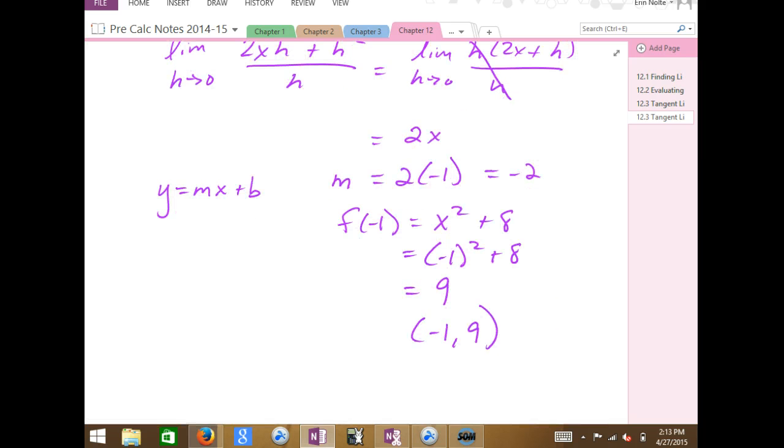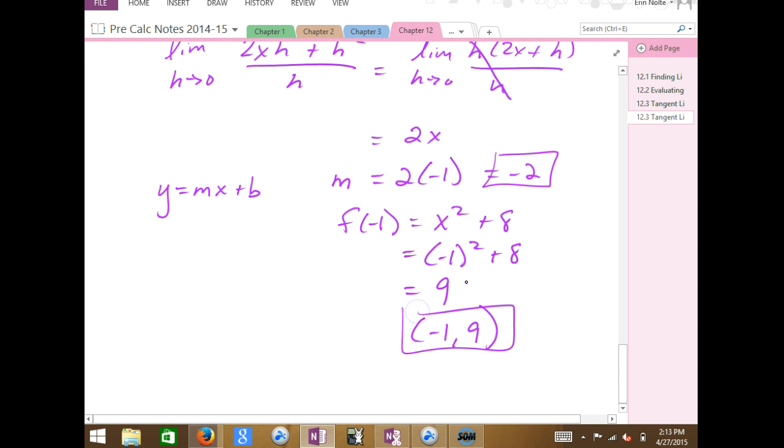y equals mx plus b. Okay, so right now I have a slope and I have a point to my linear equation. How could I find my equation if I have a point and a slope? Point-slope form, right? You remember point-slope form? y minus y1 is equal to m times the quantity x minus x1, where the point is your x1 and your y1. So I would have y minus 9 is equal to negative 2, the slope, times x plus 1.